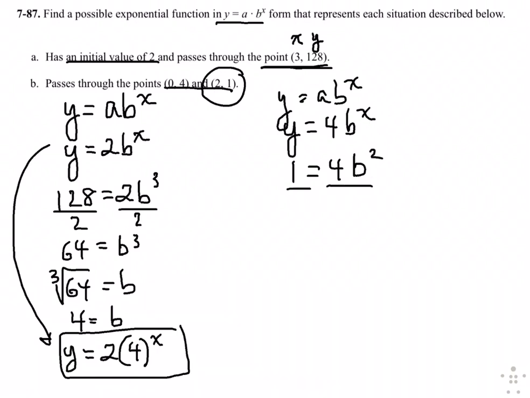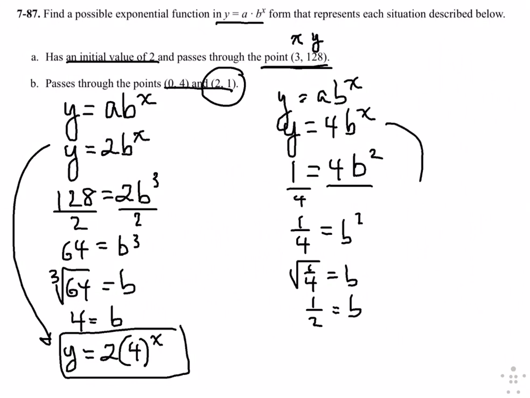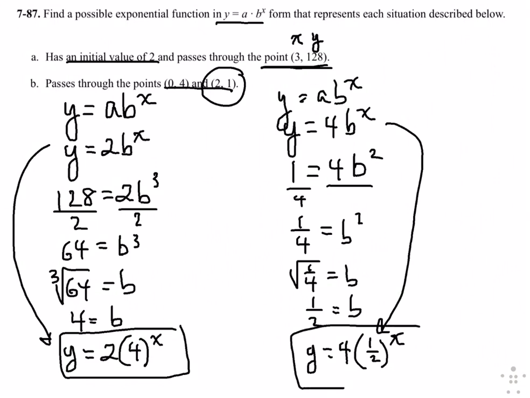We divide both sides by 4, so we get 1/4 equals b squared. And we take the square root of both sides. And this means that b is 1/2. So now we take this equation, and we now know that it's y equals 4 times b, which is 1/2 or 0.5 to the x. And there's our equation.